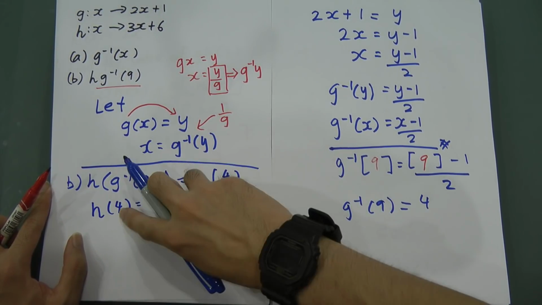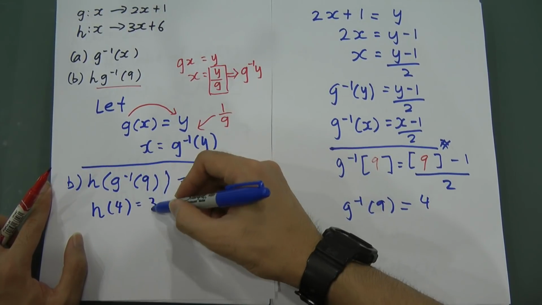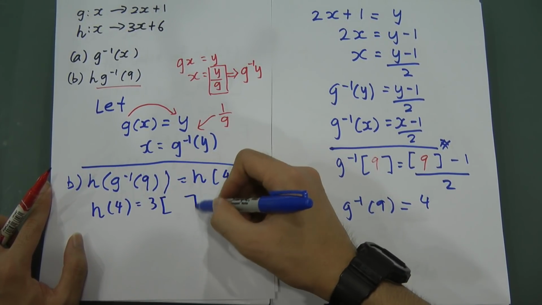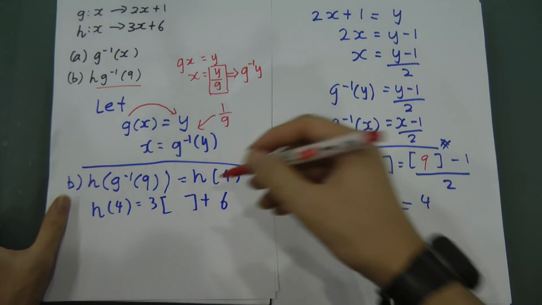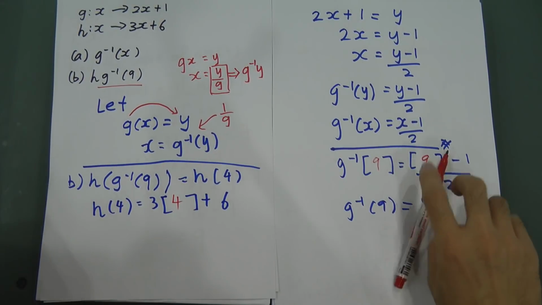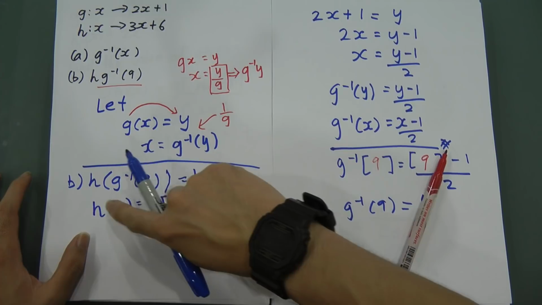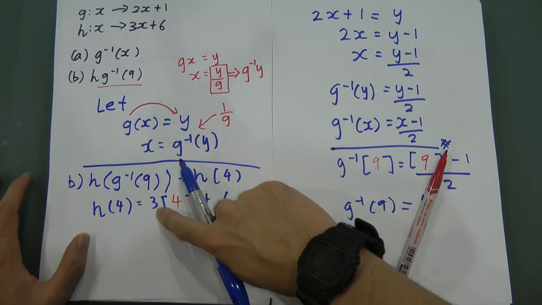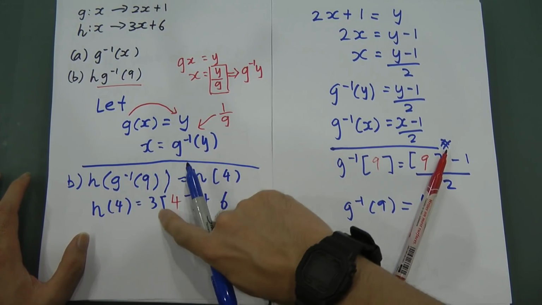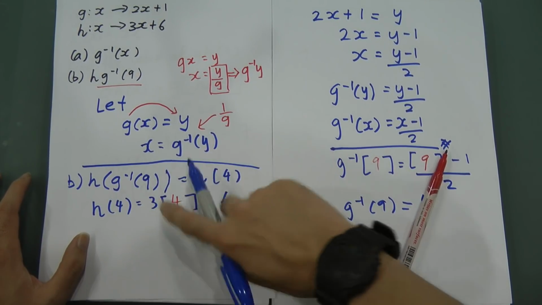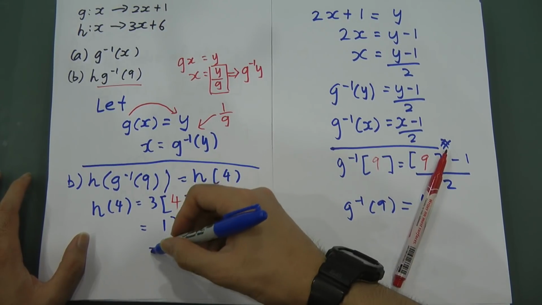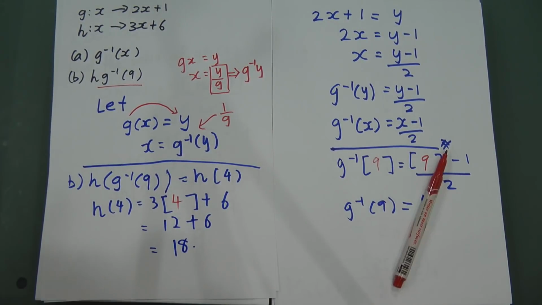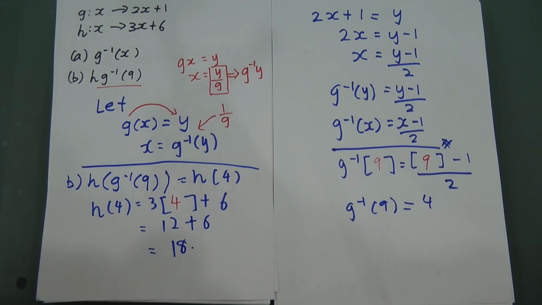Okay, now all the x become 4 already. So hx will become 3x plus 6. So h4 will become 3 times 4 plus 6, because all the x become 4. So this one will become 12 plus 6. So this one will become 18 for part B. That's all. Then you will have 4 marks for this question.